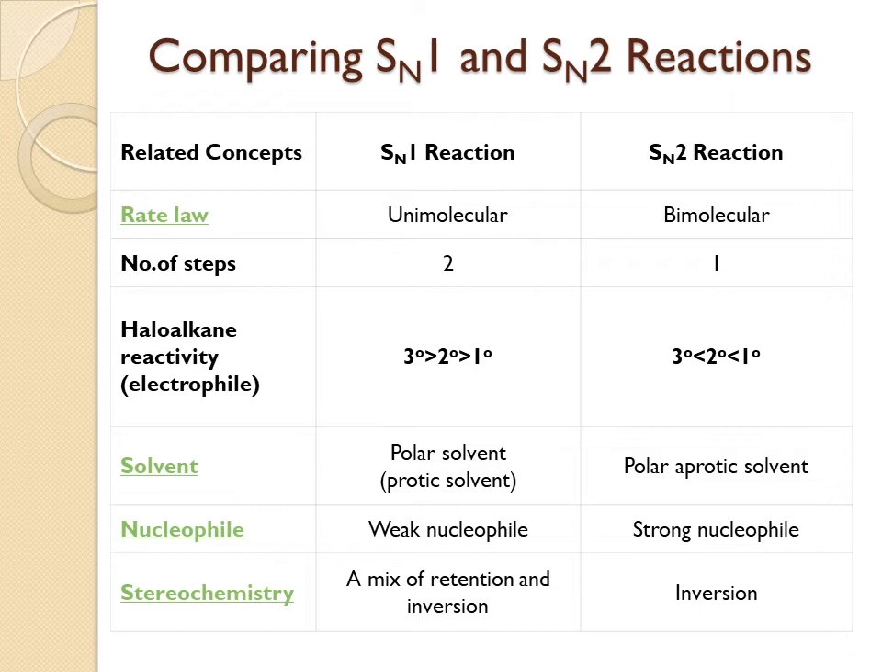SN1 takes place in presence of polar protic solvent, whereas SN2 takes place in the presence of polar aprotic solvent. Nucleophile involved is weak in case of SN1 and strong in case of SN2. Talking about stereochemistry, which we will be taking later on, a mix of retention and inversion takes place in SN1, whereas in SN2 only inversion takes place.